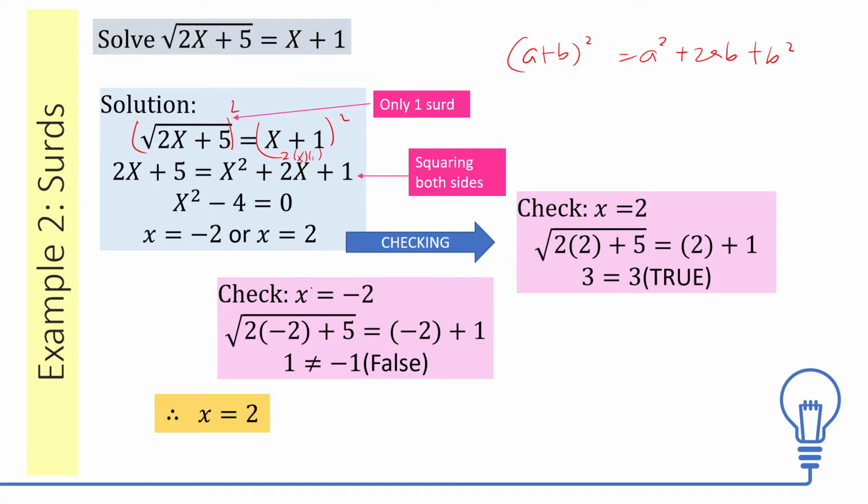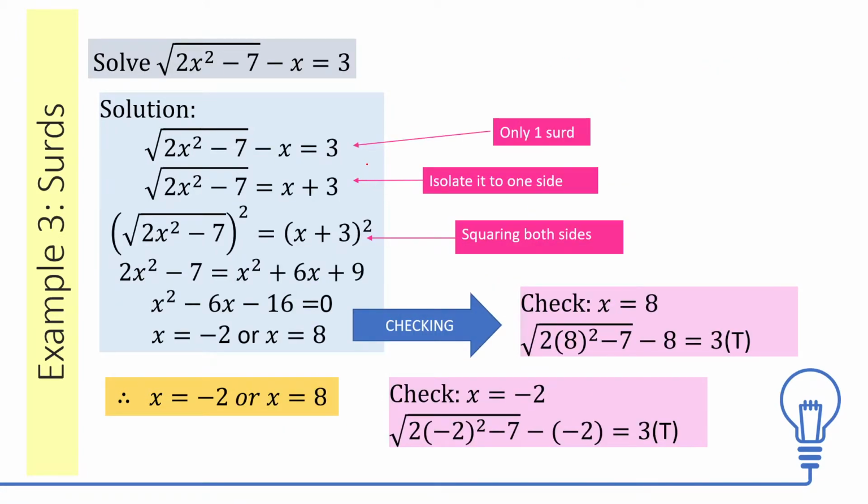What happens if I substitute x equals negative 2 into my original equation? On the left hand side, I have the square root of 2 times negative 2 plus 5, and on the right hand side, negative 2 plus 1. My right hand side is negative 1. My left hand side is 1. So this is a false statement. So I only have one answer, that is x equals 2.